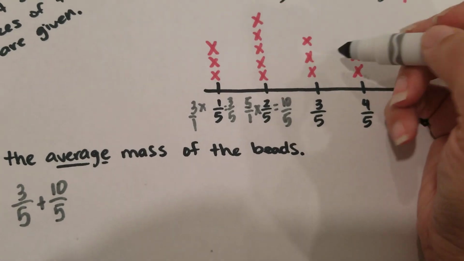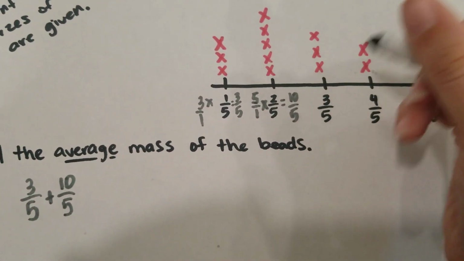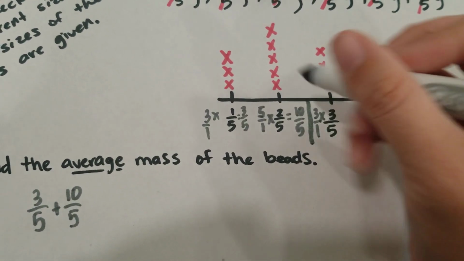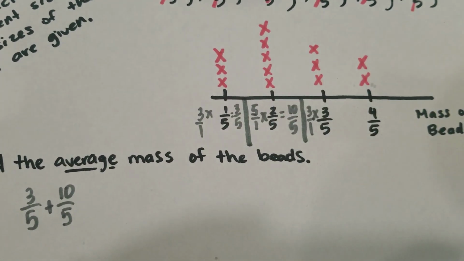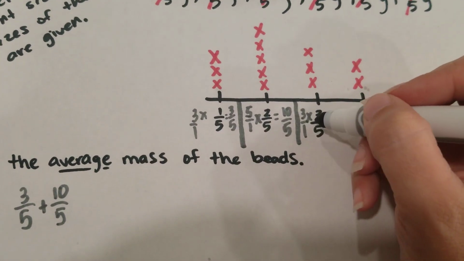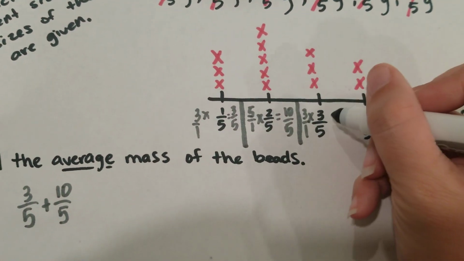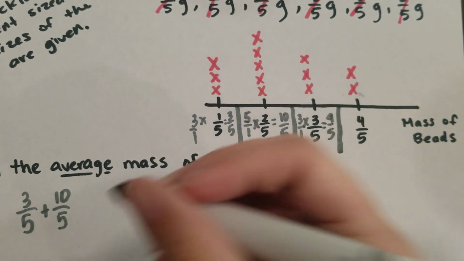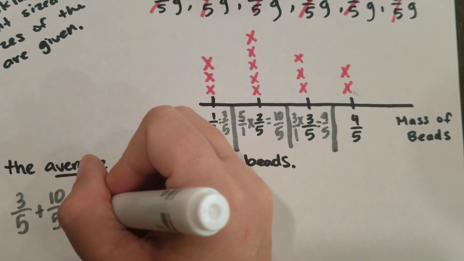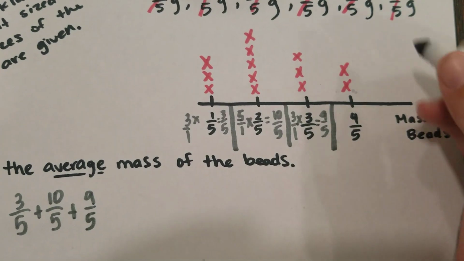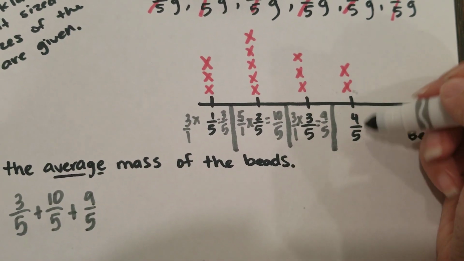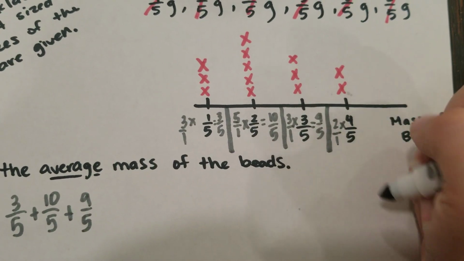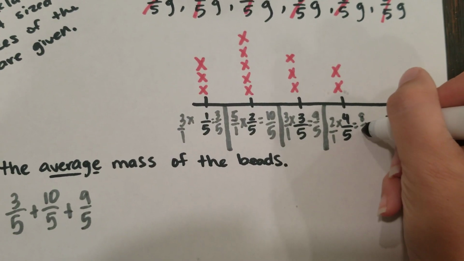Okay, my next category, I have 3 of the 3/5, so I'm going to times this by 3. It's getting really crunchy in here. Hold on, let me draw some lines so you can see my differences. There we go. Okay, 3 wholes times 3/5, because there's 3 of them, and that's going to be 9/5. Okay, bring 9/5 over here. And then the last one, I have 2 of the 4/5 size beads, so we're going to times this by 2, and we get 8/5.